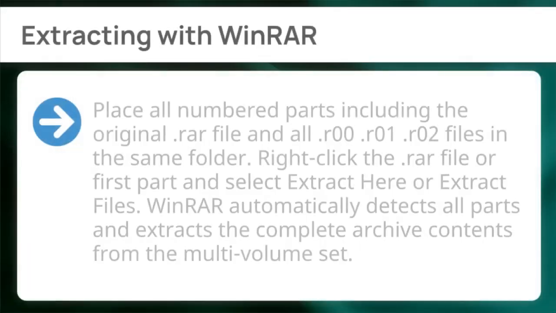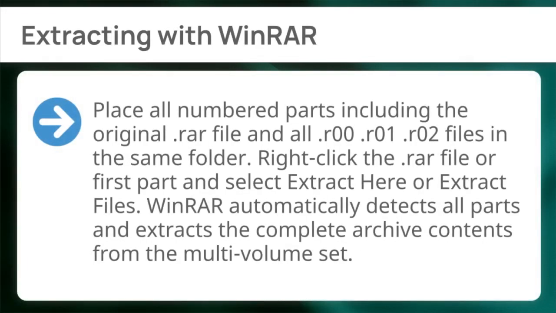First, extracting with WinRAR. Place all numbered parts, including the original .rr file and all .r00, R01, R02 files, in the same folder. Right-click the .rr file or first part and select Extract Here or Extract Files. WinRAR automatically detects all parts and extracts the complete archive contents from the multi-volume set.